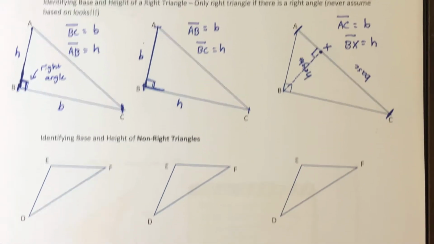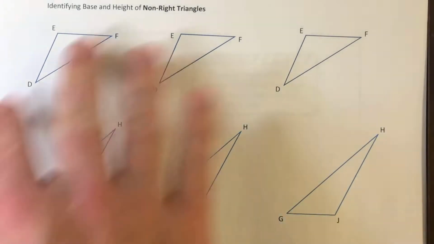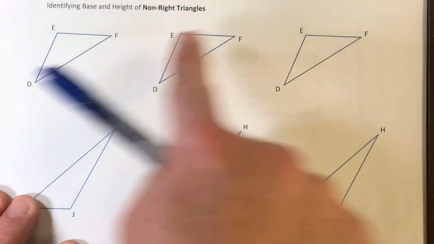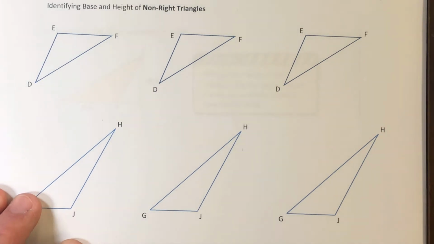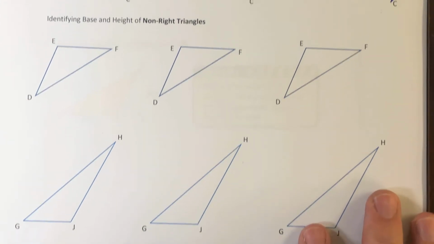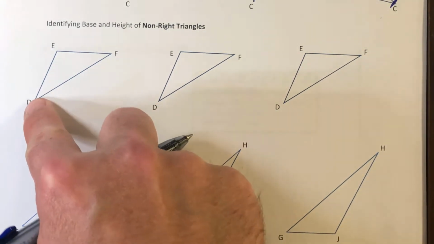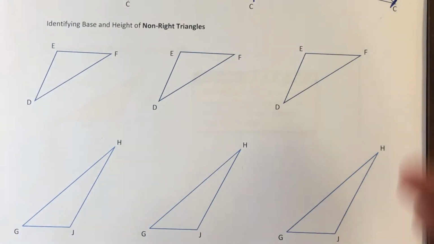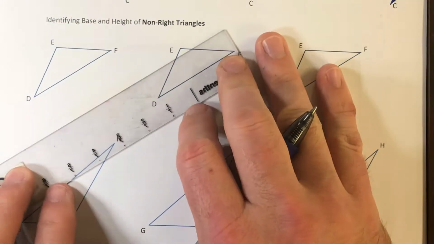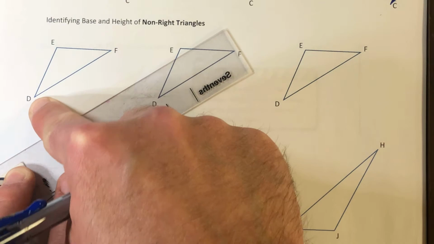What if you have non-right triangles? What does that mean? That means you have a bunch of triangles and they don't have right angles anywhere in them. So that makes things a little bit more complicated. So this is how you identify them. First, figure out which side you want to be a base. So let's look at triangle DEF. I want this side to be my base.